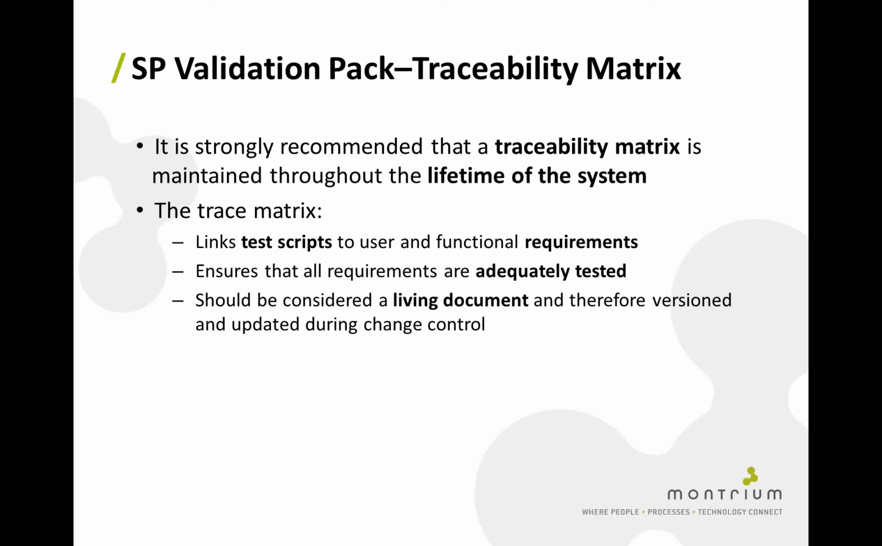The trace matrix is typically considered a living document, and it should be versioned and updated using change control. It's a document that's going to live with the system, so every time we do a change control, we're typically going to update the trace matrix. It's also very useful for inspectors and auditors because it allows them to understand how all of the requirements were met and how they were tested, because of course we're cross-referencing the test scripts that were executed. It also allows us to identify whether the system has been adequately tested or not.